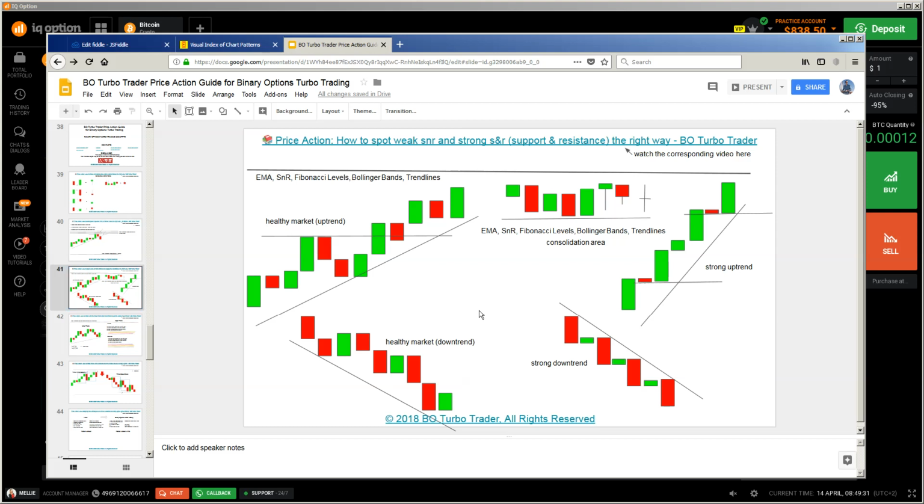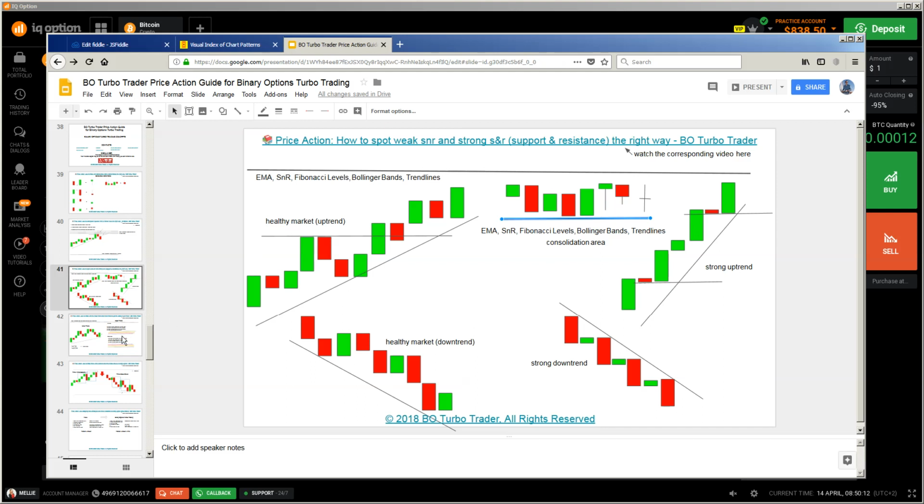Then we have this one here, the market condition: weak SNR and strong SNR, strong and weak support and resistance areas, and that depends on the market. If you have a healthy uptrend or healthy downtrend, in a healthy market you can do your reversal trades, your reversal trading setups. And if you have a strong trend, you have to be aware of it, and you can do your continuation trading setups. And that is what's good. In a consolidation area, you try to avoid any kind of trades until the price breaks through one of those support and resistance areas.